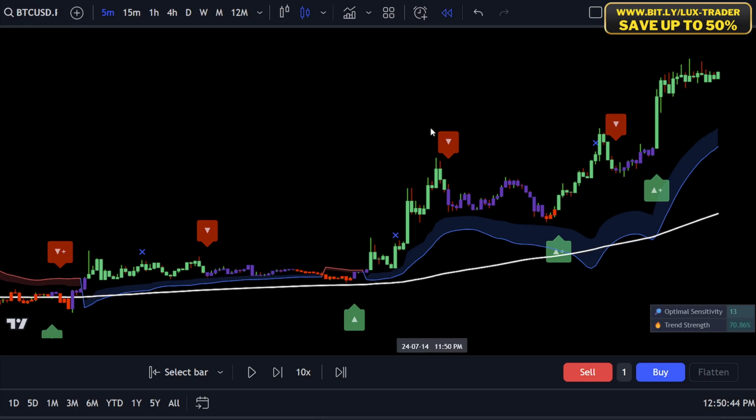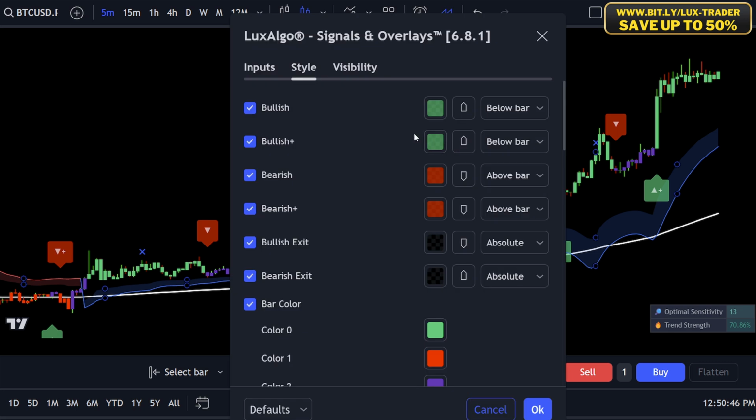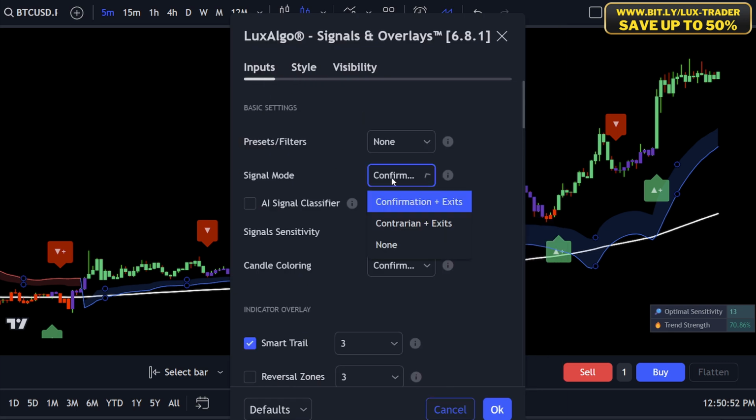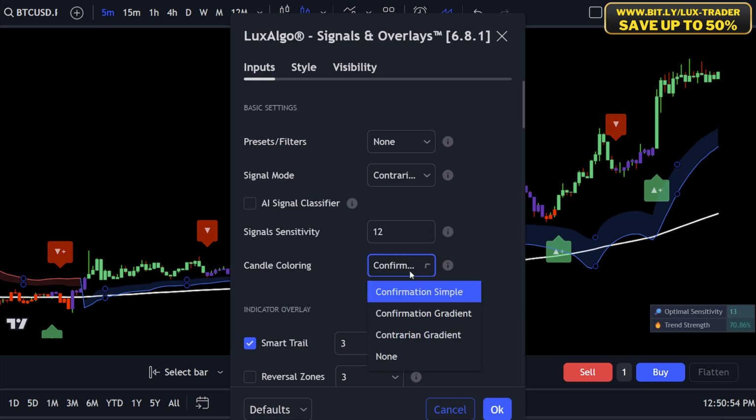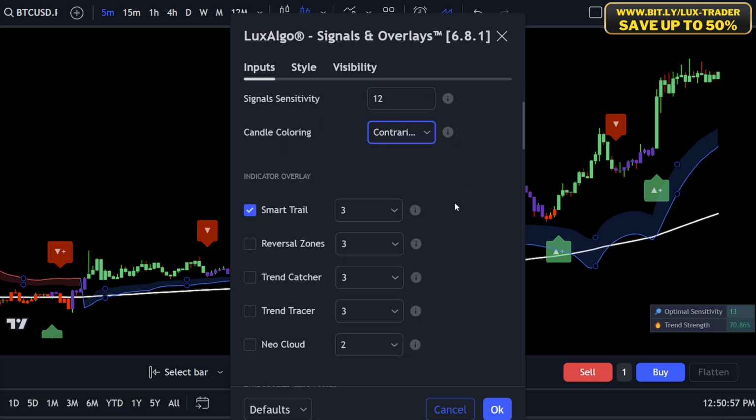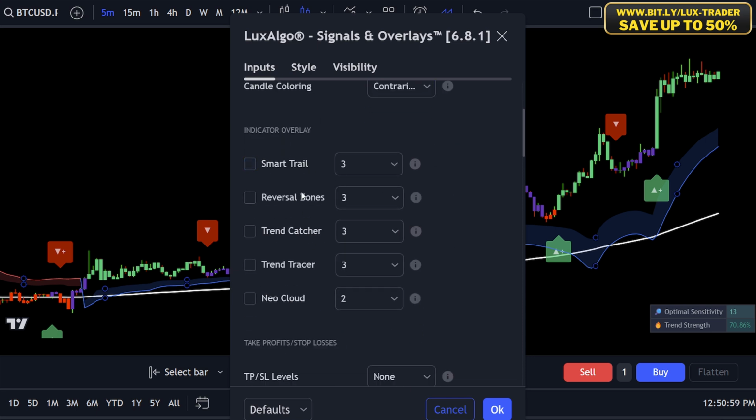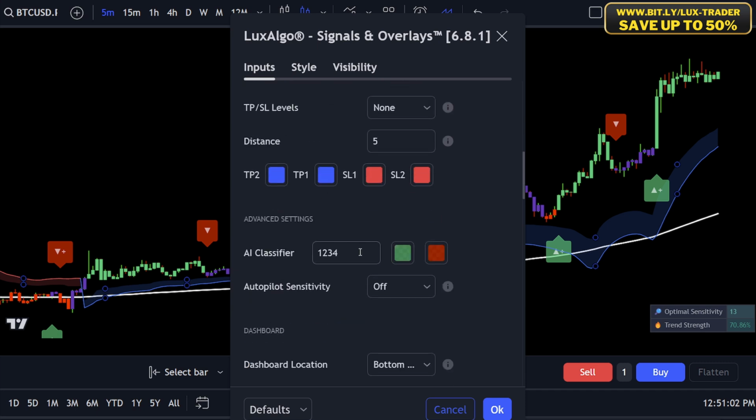Okay, once you've added this indicator to the chart, access its style settings and disable the exit signals. Then head over to the inputs and change the signal mode to contrarian plus exits. The bar colors will also change as a result. Lastly, uncheck the dashboard and enable the reversal zones.